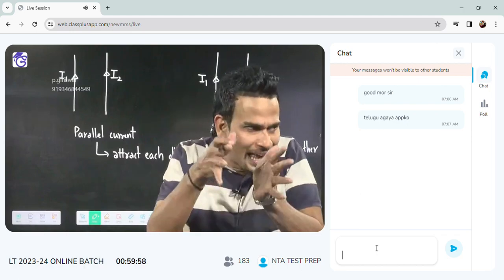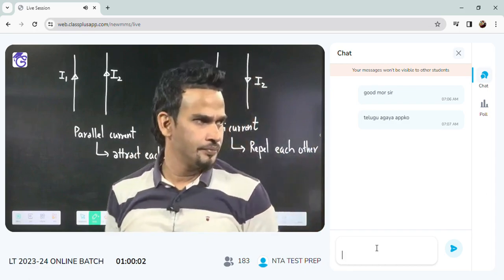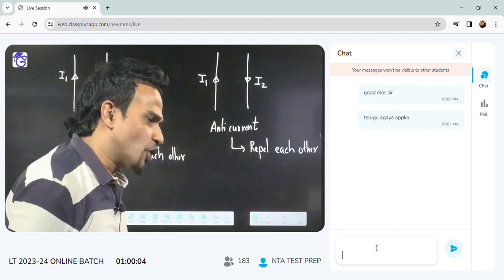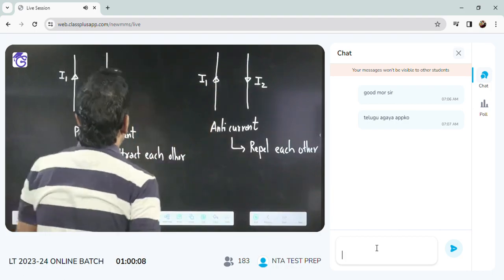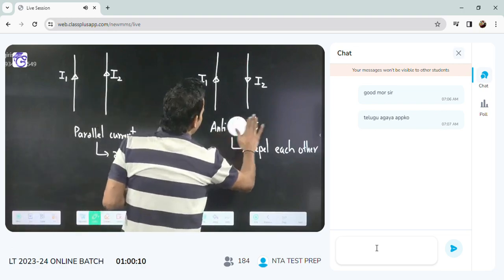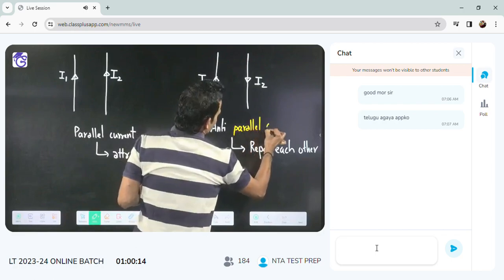If two wires carry current in the opposite direction, they will repel each other. The wires are parallel, but we are not talking about wires, we are talking about current. This is anti-parallel, not anti-current. Anti-parallel currents repel each other.